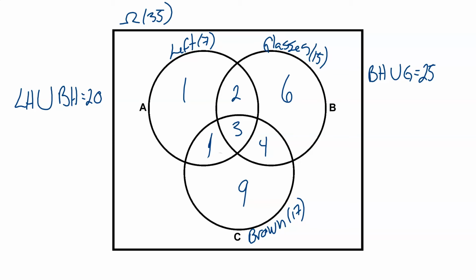Now we need to confirm that we've got the total number, that we're meeting our requirement to have 35 in the sample space. So we've got 9 and 1 is 10, plus 6 and 4 is 20, plus 2 and 3 is 25, and 1 makes 26. Since we need to end up with 35, that means we have 9 more that are outside of each of those categories. So they are neither left-handed, nor do they wear glasses, nor do they have brown hair. At that point now, we have completed our Venn diagram.